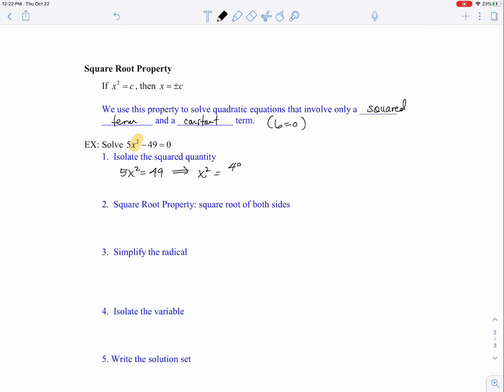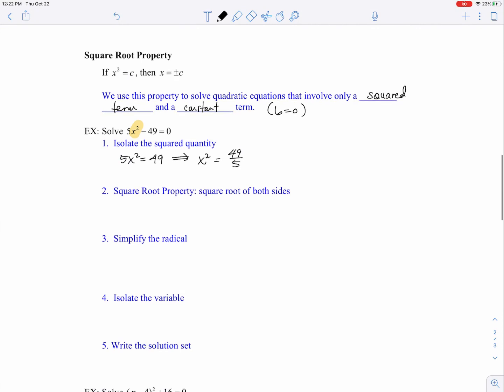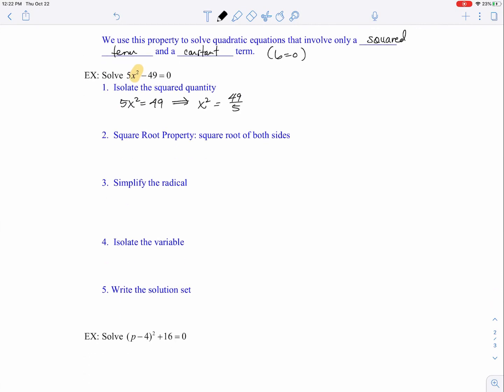Or x squared is equal to 49 over 5. And then it says use the square root property to take the square root of both sides. So if we have x squared is equal to 49 over 5, then by taking the square root of both sides, what we end up with is x is equal to, don't forget your plus or minus, the square root of 49 over 5, that fraction.